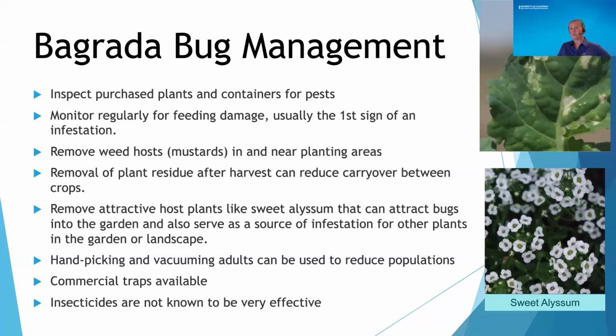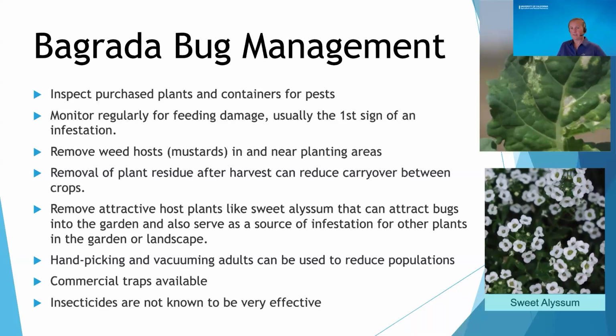Good garden hygiene is one of the most effective ways to prevent Bagrada bugs. And taking care of nearby plants that Bagrada bugs prefer, like any mustard weeds, is important. It's one of their favorite hosts and breeding grounds. Clear out plant residues after you harvest to reduce the number of bugs carrying over to your next crop. And remove other attractive host plants. Sweet alyssum is one of their favorites. If you have that in and around your property, they might be hanging out there. It might be a source of infestation for your other plants.